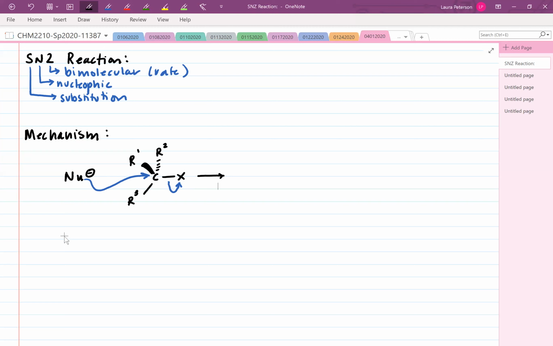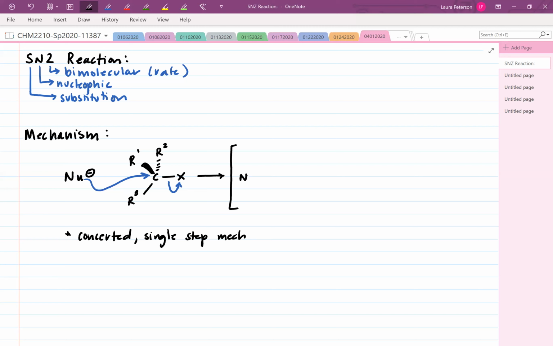Let's make a note over here that this was a concerted single step mechanism. Remember when we say concerted, we mean the bonds that are breaking and the bonds that are forming, or that process of bond breaking and making, is happening at the same time. So at the transition state, what would that look like?